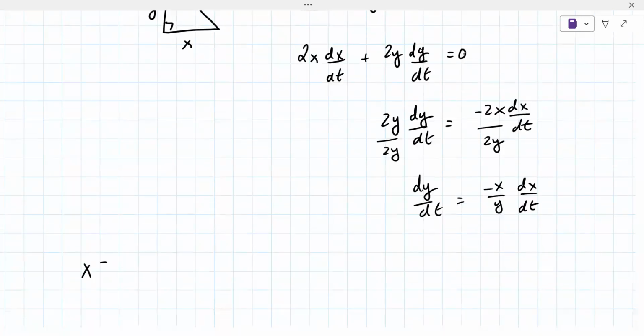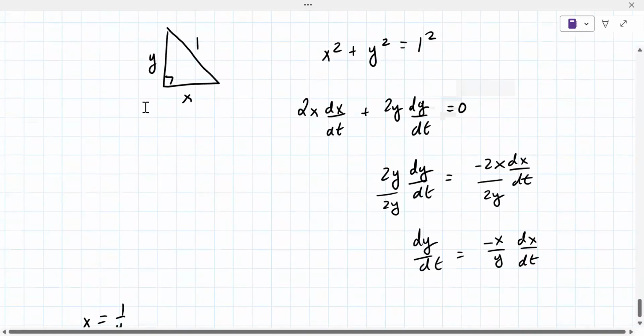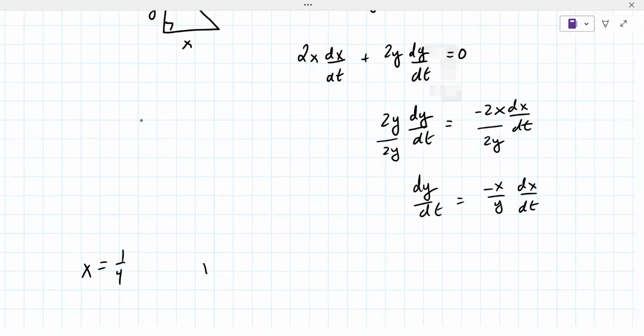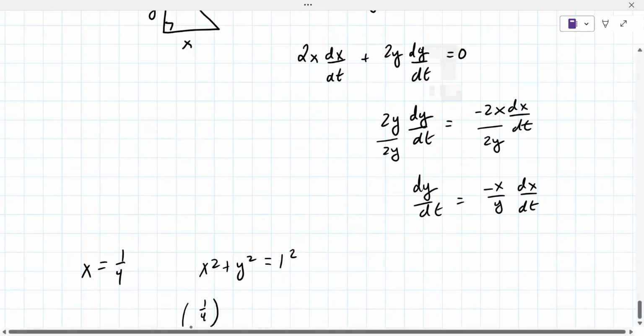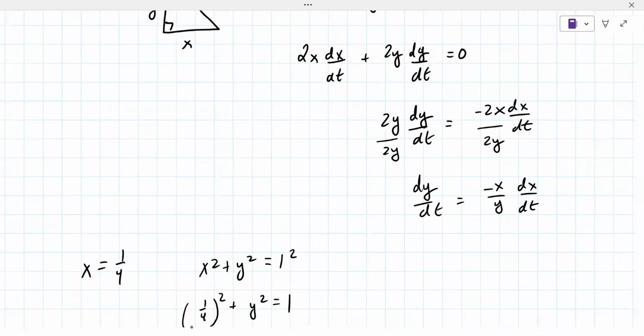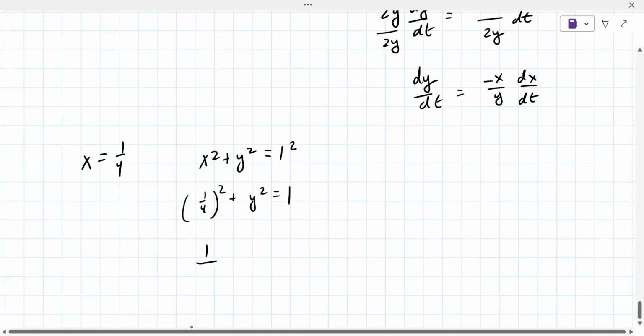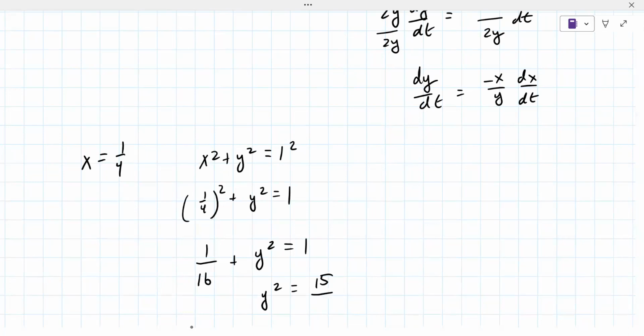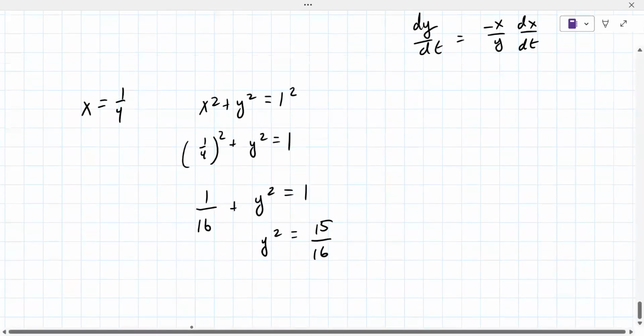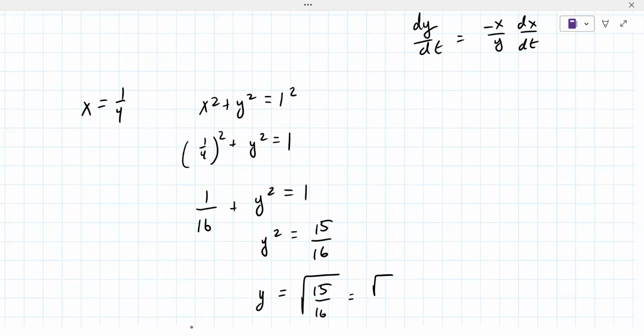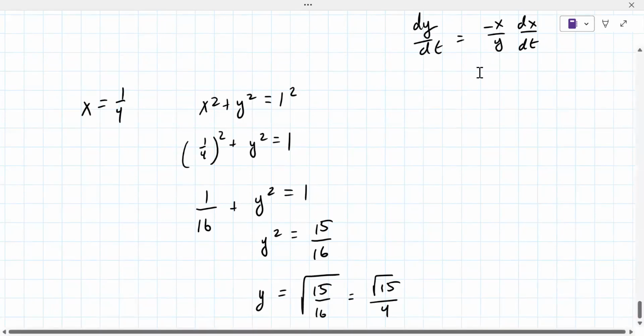We know that. To find y, we have to go back to the Pythagorean theorem here. So we know that x squared plus y squared equals 1 squared. 1/4 squared plus y squared equals 1. 1 over 16 plus y squared equals 1. Y squared equals 15 over 16. By subtracting, y equals the square root of 15 over 16, which is the square root of 15 over 4. So that's y. Now we need dx dt.